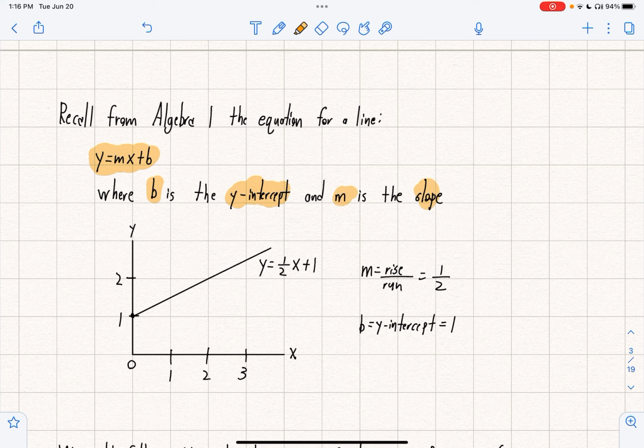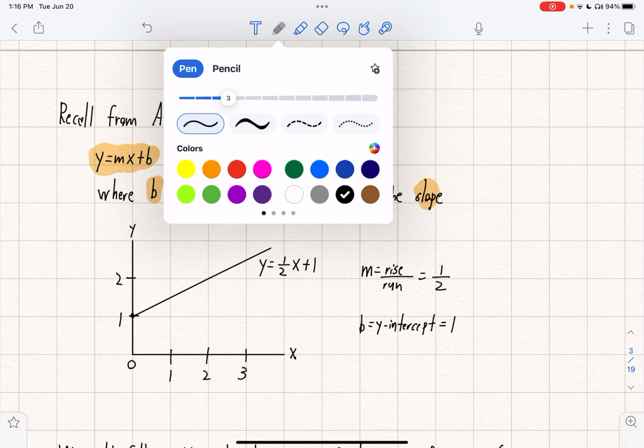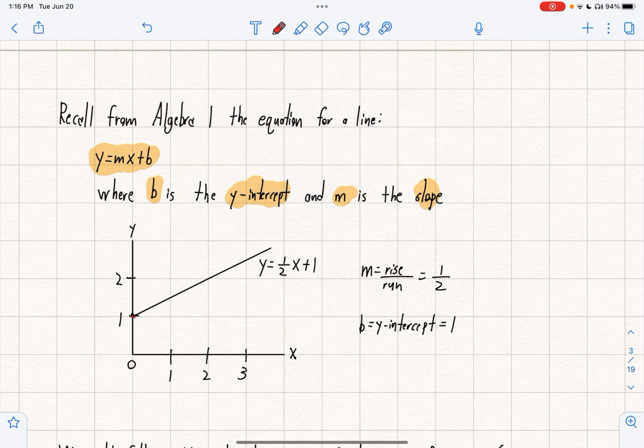So I just drew an example here. We can see that on this plot, our y-intercept right here is at positive 1. And so that's why in our equation, maybe I should rewrite it, y is equal to some slope plus 1. So that's where the 1 comes from. And then our slope, if you recall what slope is, m is equal to rise over run.